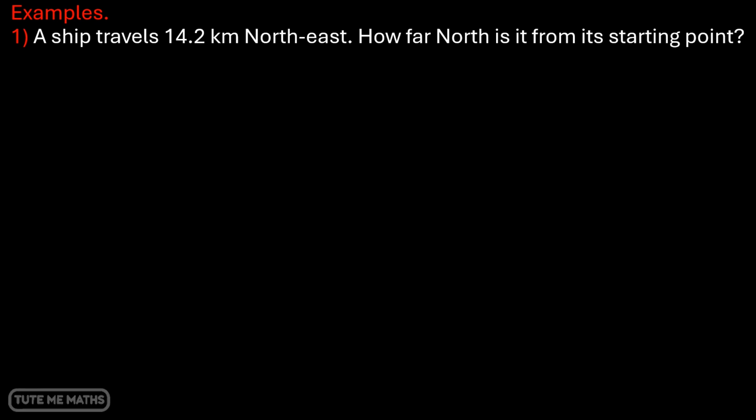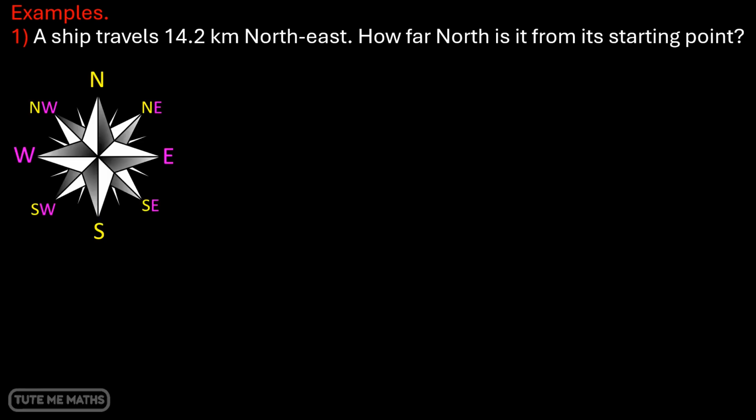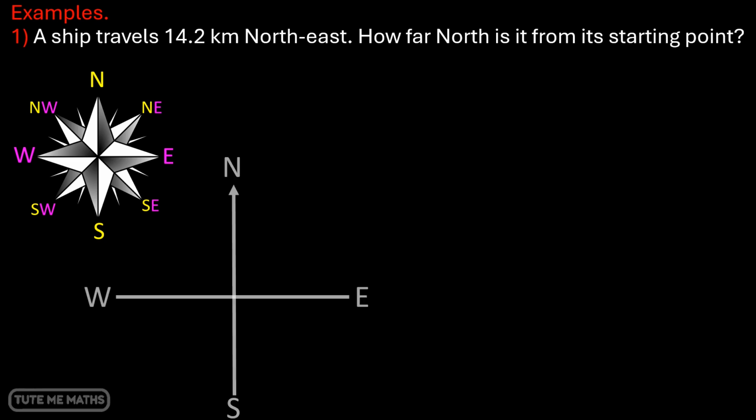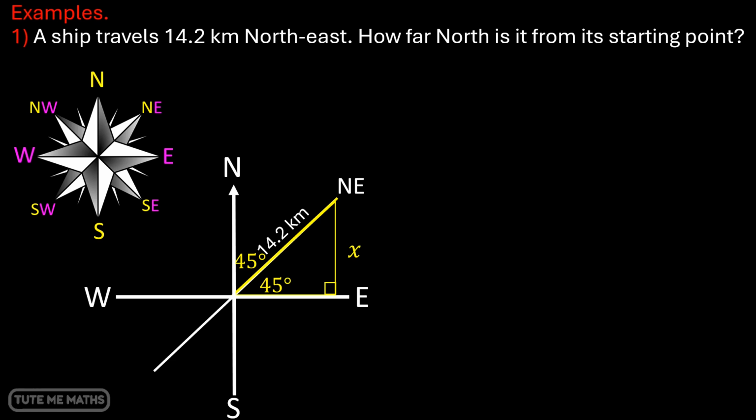In example 1, a ship travels 14.2 kilometers northeast. How far north is it from its starting point? Starting with the cardinal points, as already demonstrated, we can add in the northeast direction, halfway between north and east. We are told the distance travelled along this direction was 14.2 kilometers, and we know that the northeast line makes an angle of 45 degrees with the north line, and also with the east line. So we could use this triangle or this one.